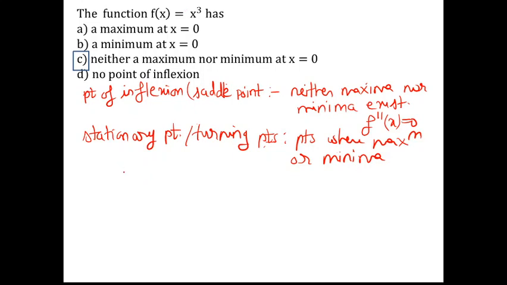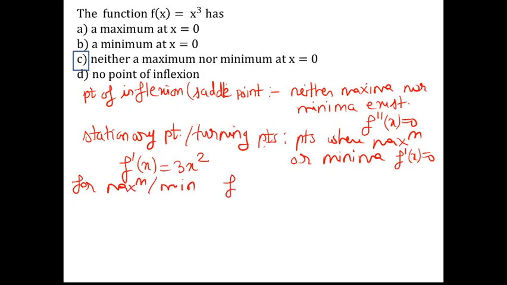First of all, we find the stationary point. For a stationary point, the condition is f dash of x is equal to 0. Let's find the derivative of this function. So f dash of x is equal to 3x square, and for maxima or minima, f dash of x is equal to 0. This gives 3x square equal to 0, so we get the point x equal to 0.